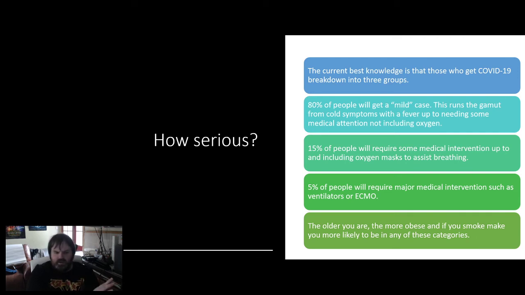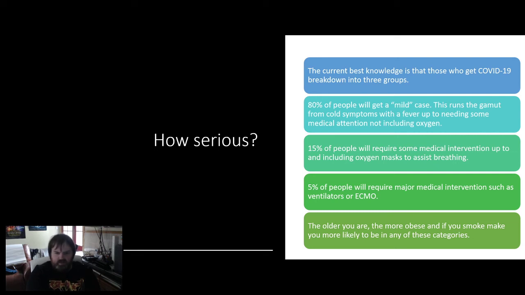So 80% of people are mildly ill, but mildly ill can still mean really sick at home. Could mean 2 weeks of sweating like mad, being very, very ill. 15% of people will require some medical intervention, up to and including an oxygen mask to assist breathing. So those people will need to go to hospital because they're going to struggle to breathe.